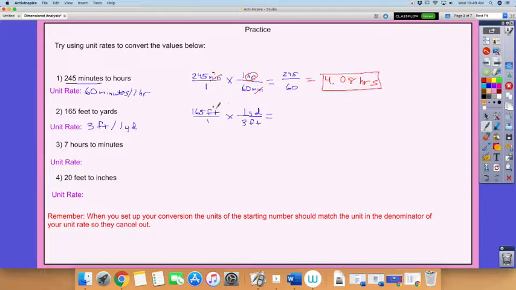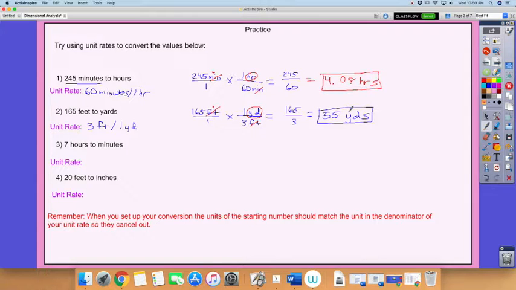Now we can see that I have feet on top, feet on bottom, so I'm going to go ahead and cross them out. And I can see that that leaves us with just yards. So now I multiply across and I get 165 over 3. And when we use a calculator to divide that out, 165 divided by 3 gives us an even 55, and the only unit I have left is yards. So if I've gone 165 feet, that is equivalent to 55 yards.